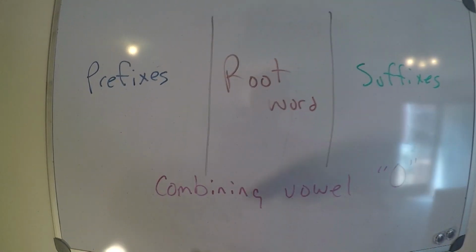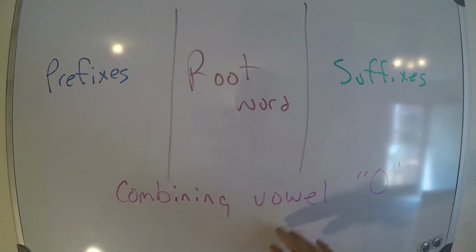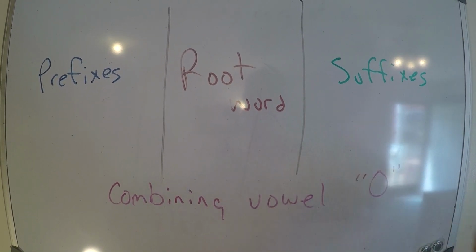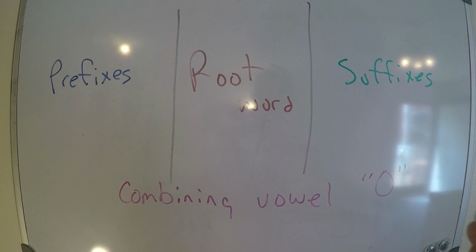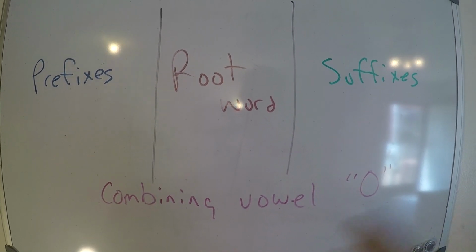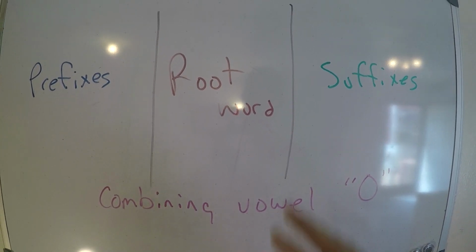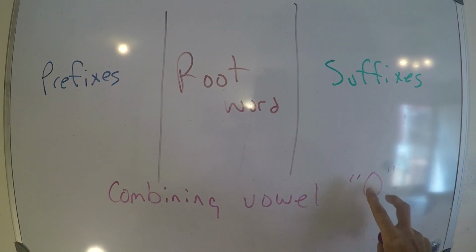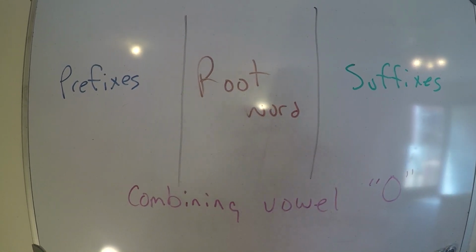Alright guys, now we need to talk about combining vowels. Now we know our vowels are A, E, I, O, and U. But for the purpose of simply building on knowledge right now, in most medical terms you're going to see the O. So we're going to focus on the O right now.